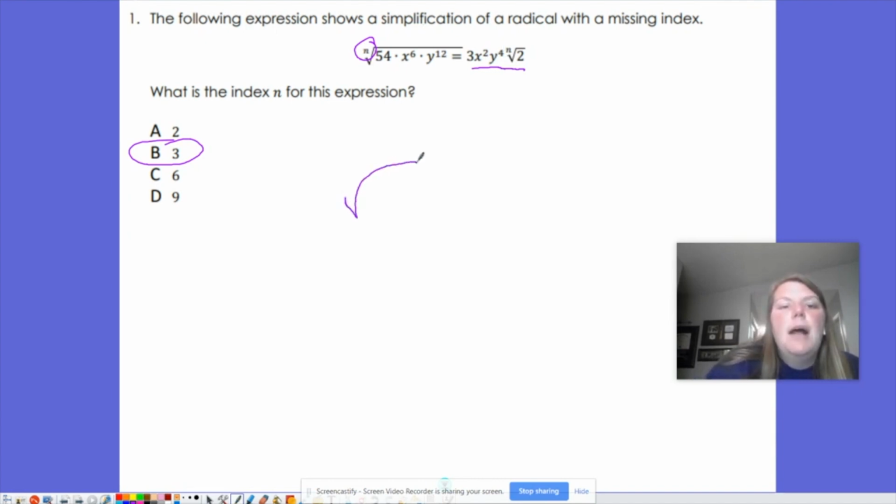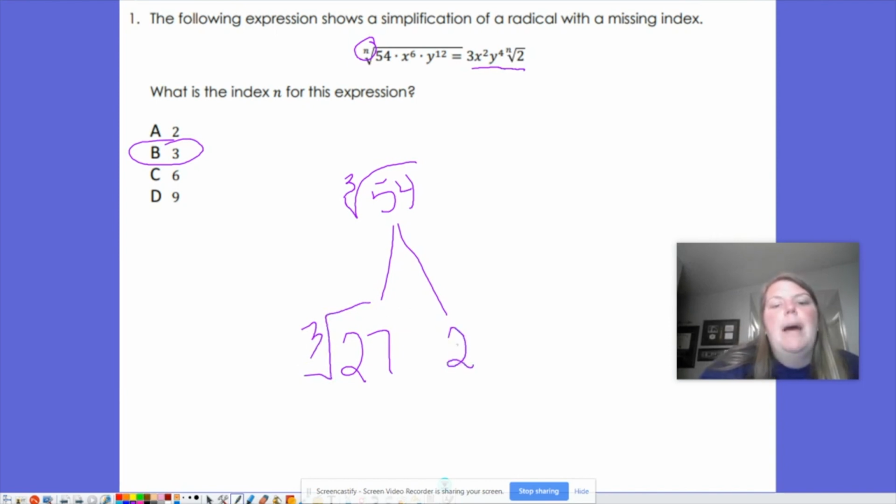And then if we're talking about 54, remember we're taking the cube root. So a perfect cube that goes into 54 is 27. And we want to multiply that by 2. And remember that the cube root of 2 we can't simplify, but we can simplify this cube root of 27, which is 3, and that's where that 3 comes from out in front.